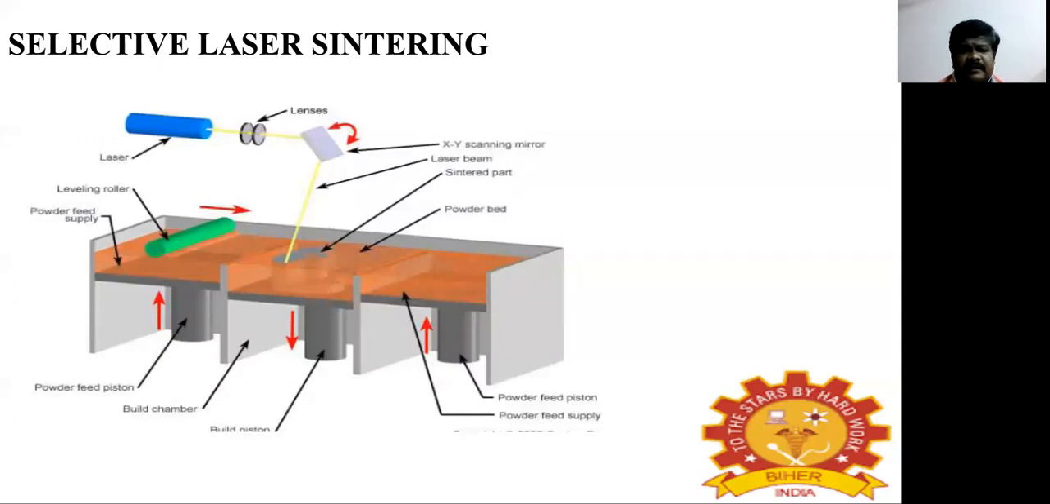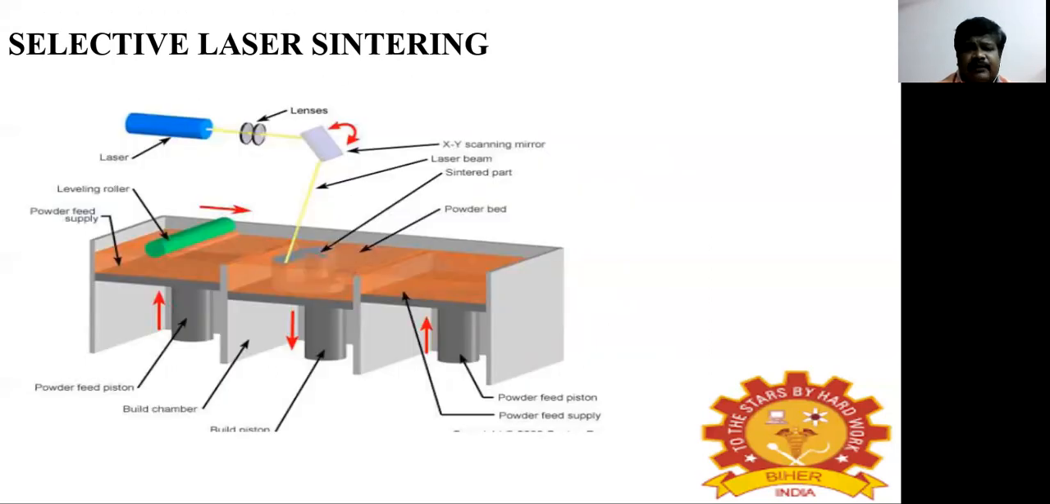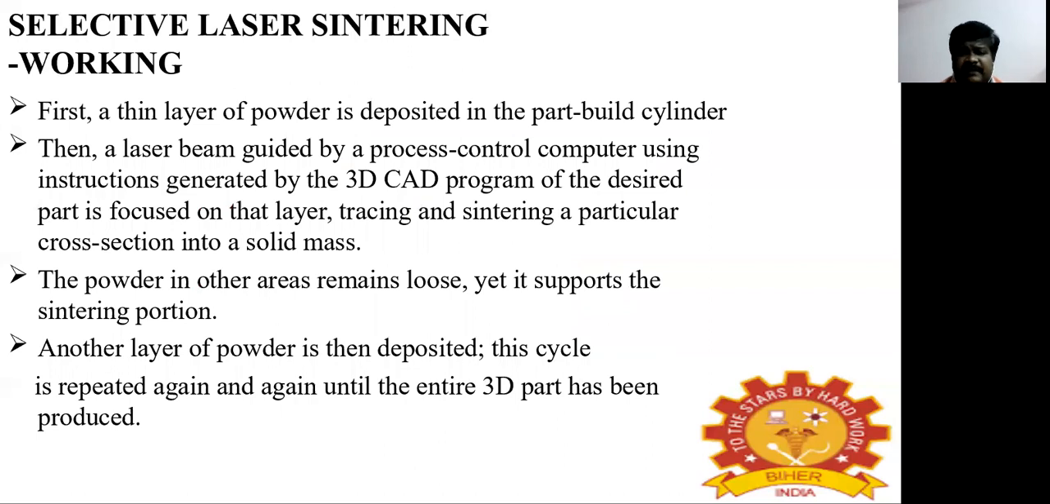So we have the powder feed supply, leveling roller, laser, lenses, X-Y scanning mirror, laser beam, sintered part, powder bed, powder feed piston, build chamber, build piston. So how the working is: a thin layer of our powder is deposited in the part build cylinder here. You can see the figure. The laser beam is guided by the process control computer, as and when the instructions are generated by the 3D CAD program. So our desired part will be focused on the layer, tracing and sintering the particular cross section into a solid mass.